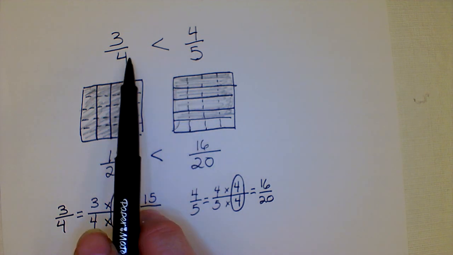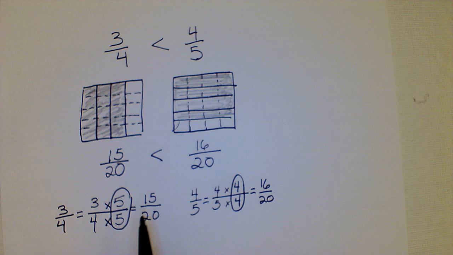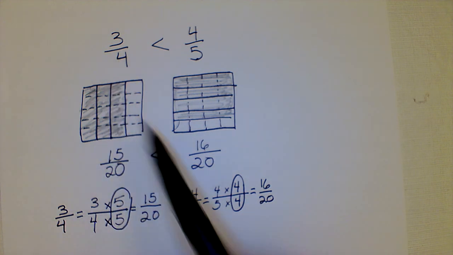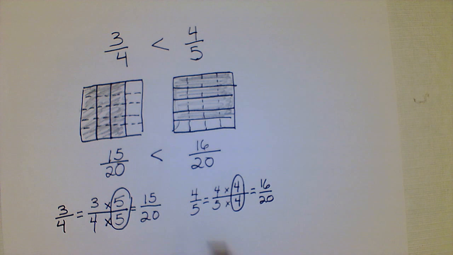Basically, look at your two denominators, 4 and 5. You want to be multiplying those numbers. So 4 times 5, or 5 times 4, and whatever you do to the denominator, you do to the numerator. And that's all we did down here.